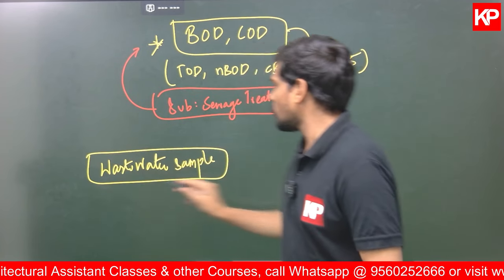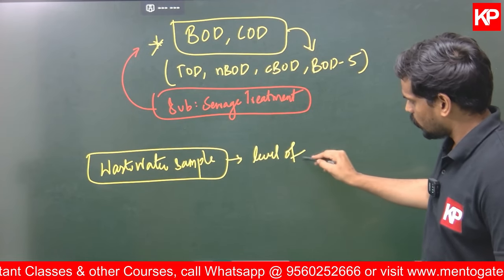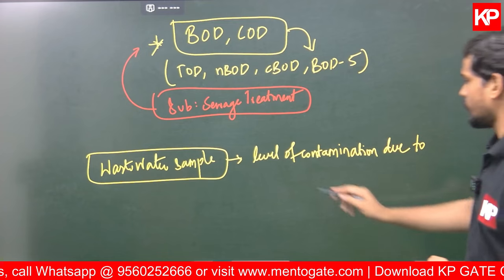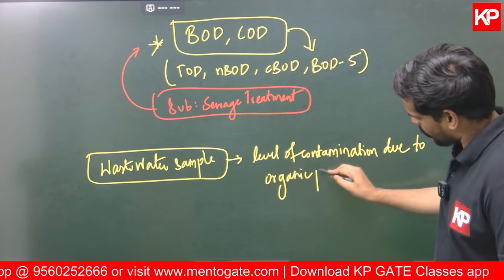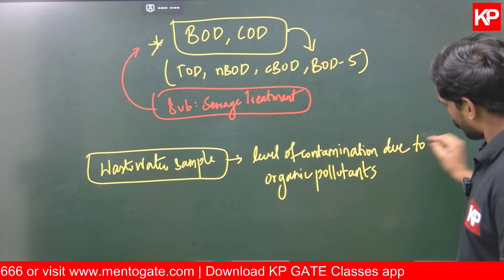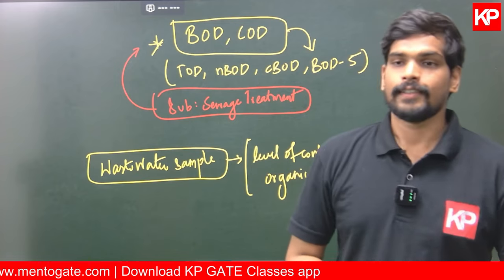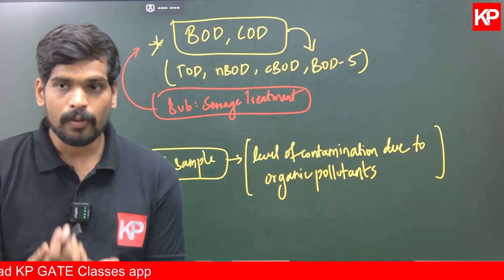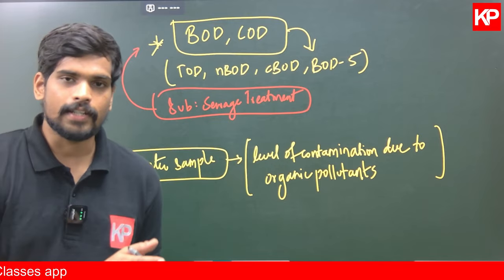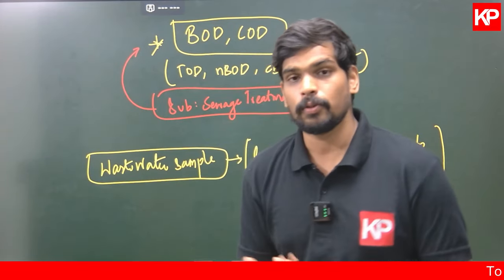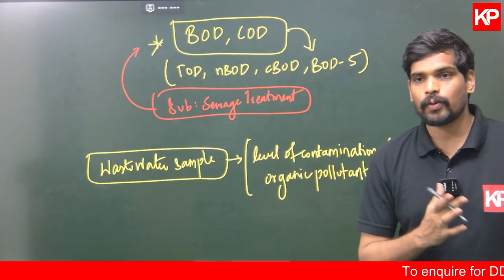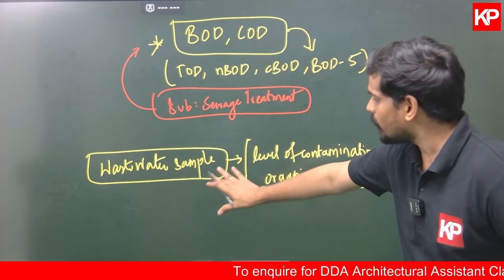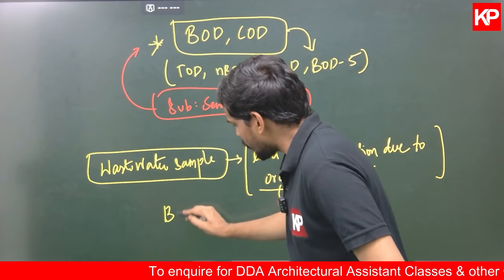in a given wastewater sample, if you want to check the level of contamination due to organic pollutants, if you want to measure the level of pollution due to organic, what are organic pollutants? Carbon based pollutants, basically carbonaceous matter like sugars and fats, which is present in large quantities in sewage. So the main focus of sewage treatment is to remove the organic pollutants, that is basically the carbonaceous matter, sugars and fats. What is the quantity of organic pollutants present in a given wastewater sample? That is measured in terms of BOD and COD.